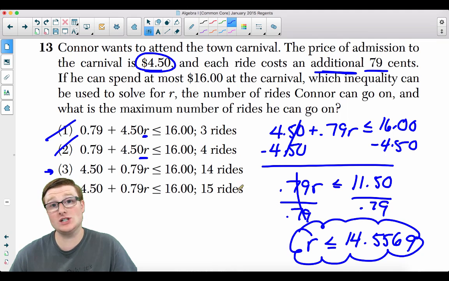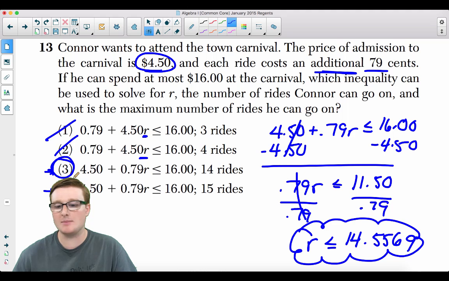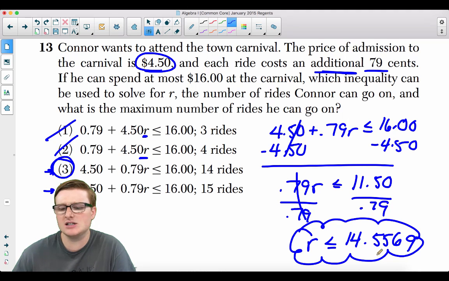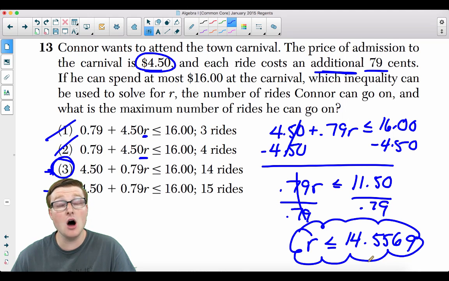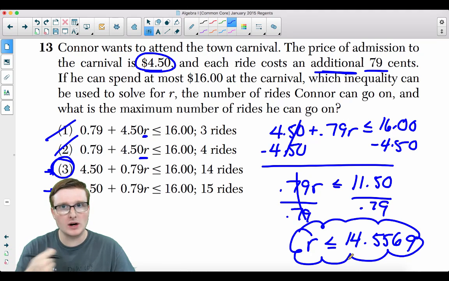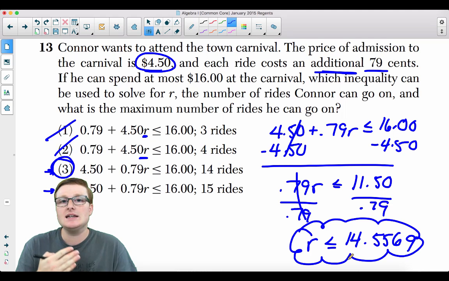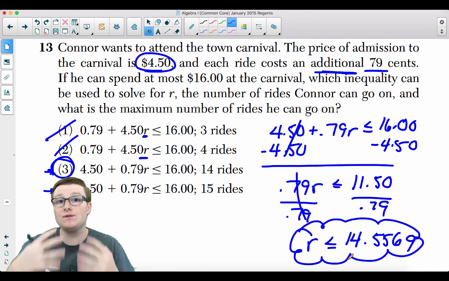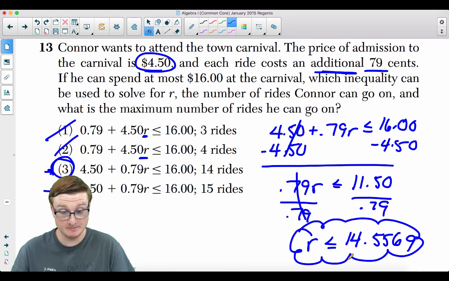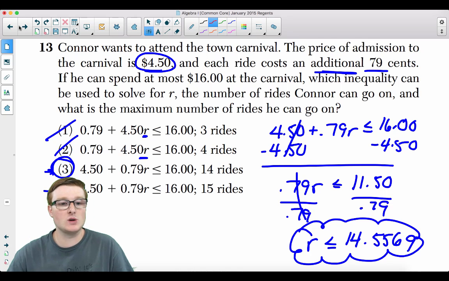Now, is it 14 or 15 rides? It has to be 14 rides. You are not allowed to round up. I know people say, what are you talking about, Trevor? It's 0.5, can't you round up? No, because that means he has to dip into his own wallet and pull out some more cash to toss at the ride operator and say, I want to go on this ride. But with 14.5, he could only ride 14 rides. He doesn't have enough funds to ride the full 15. So that's why it's going to be choice 3. Okay, moving on to question 14.